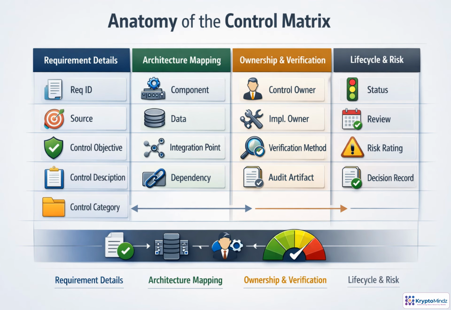At its simplest, the control matrix connects requirements, architecture, ownership, and evidence. Each row should answer 4 questions. What requirement are we satisfying? Where does it live in the system? Who is accountable? And how will we prove it works? Captured together, those answers make the matrix more than documentation. It becomes a governance tool for implementation tracking, risk review, and audit-ready traceability.